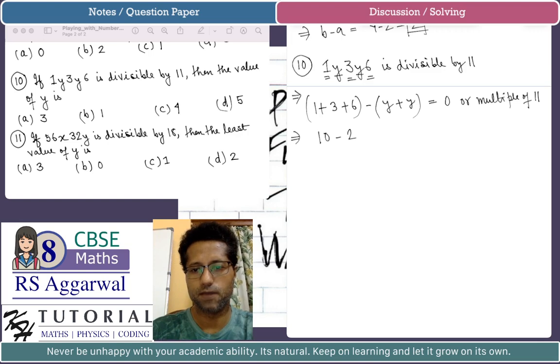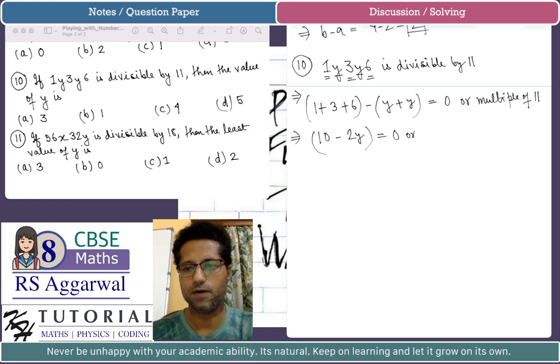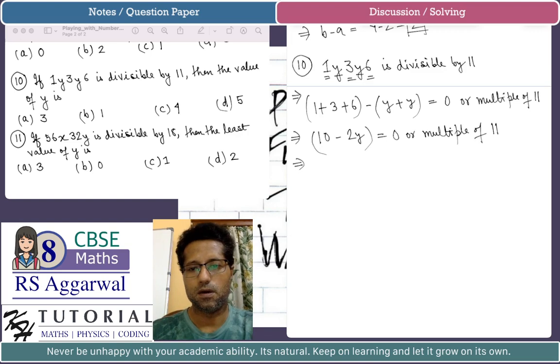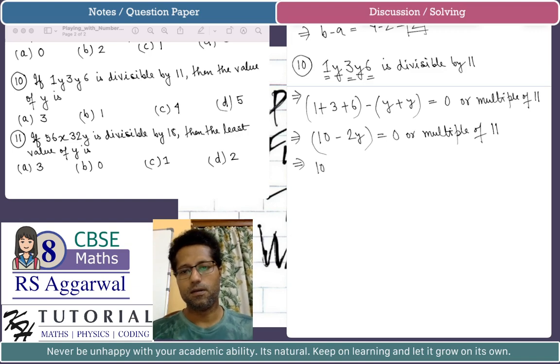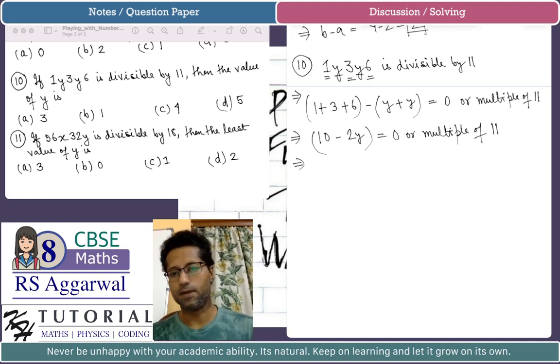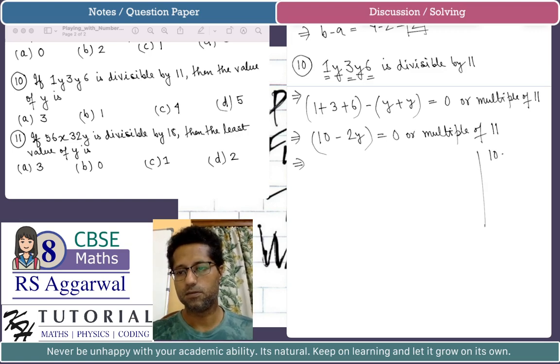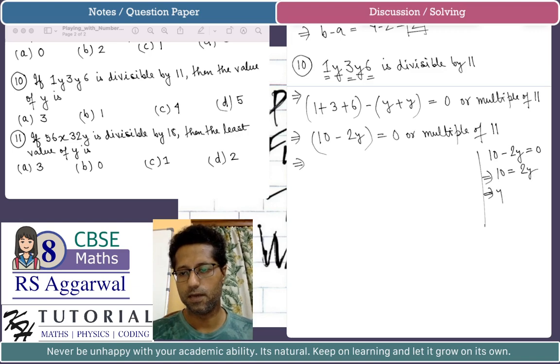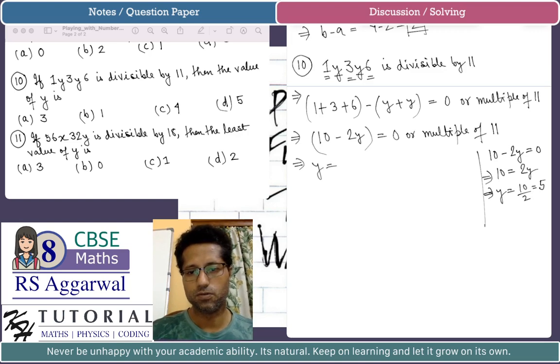10 minus twice y must be equal to 0, or this value, 10 minus twice y, must be a multiple of 11. So this implies, if we solve 10 minus 2y equals 0, 10 equals 2y. This implies y equals 10 by 2, that is 5. So this implies y is equal to 0.